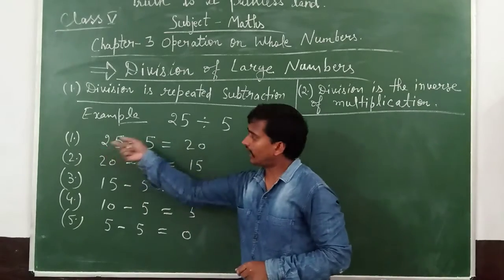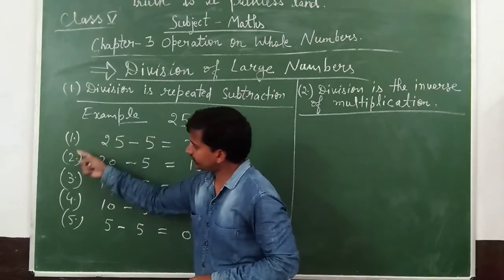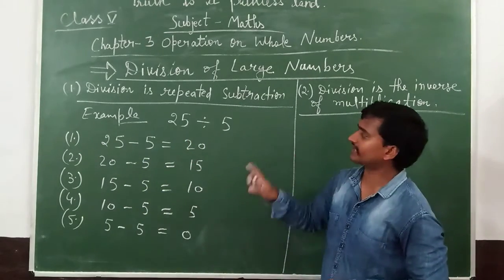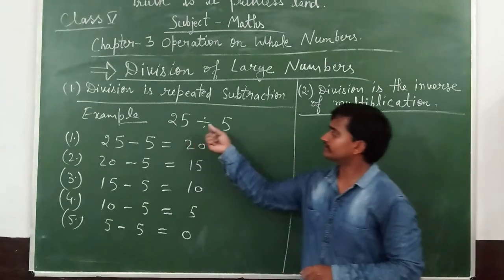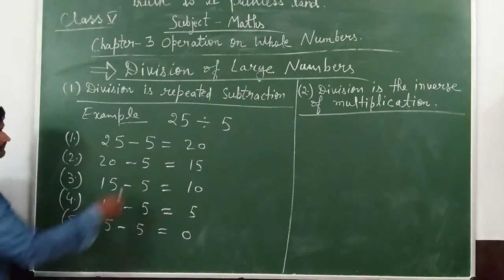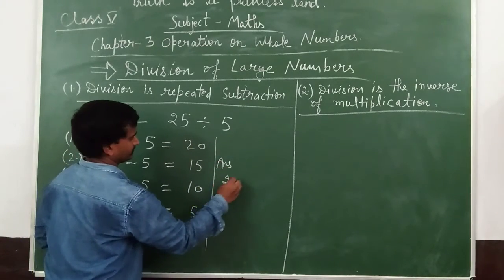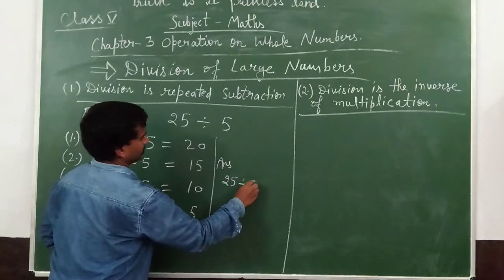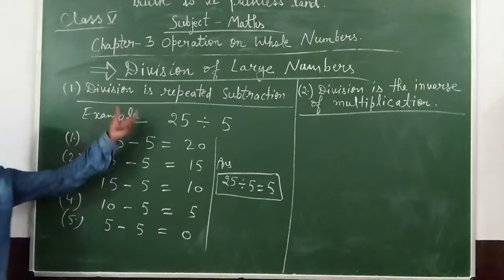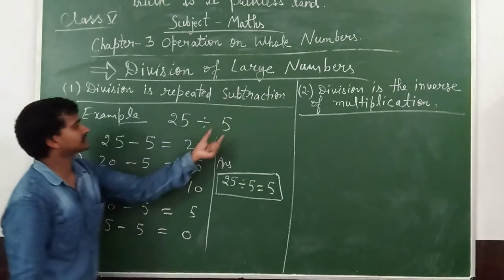Now count in how many steps we obtain 0. We obtain 0 in 5 steps. That means 25 divided by 5, the answer will be 5. By this we can say that division is repeated subtraction.